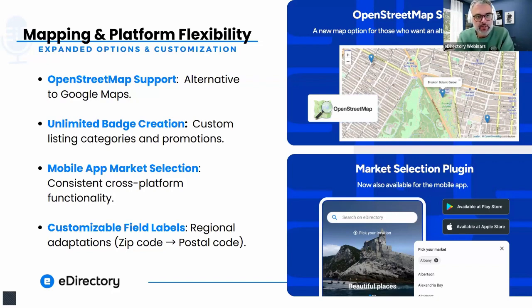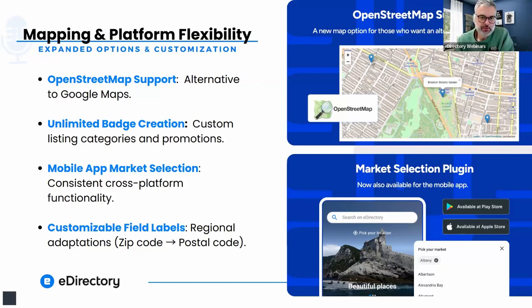If you don't know how mapping works for directories, or any website, if you want to use Google Maps on your directory, you have to set a credit card on Google Maps, and it will start charging you after maybe a couple thousand page views. If your website shows Google Maps too many times, you can be charged a few bucks at the end of the month. And by offering this new OpenStreetMap support, it practically eliminates that cost for you.